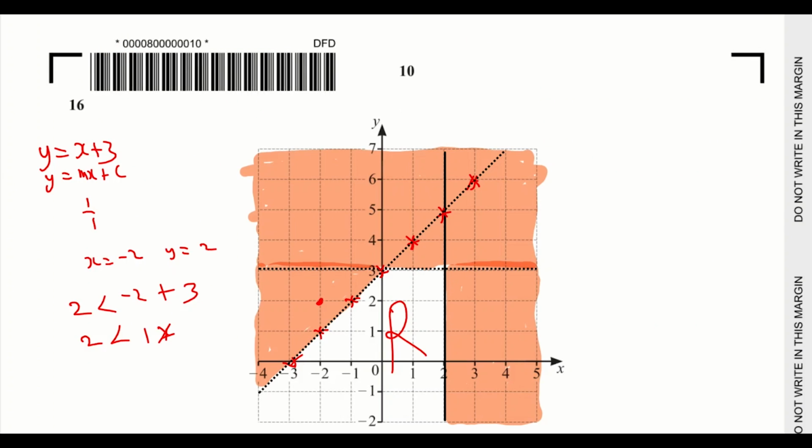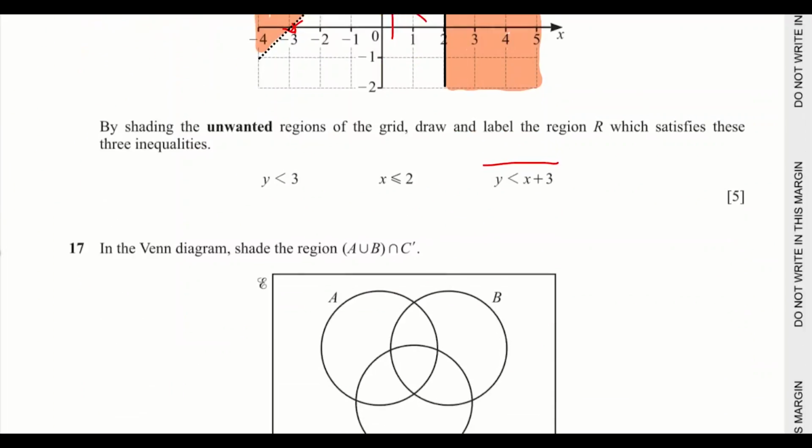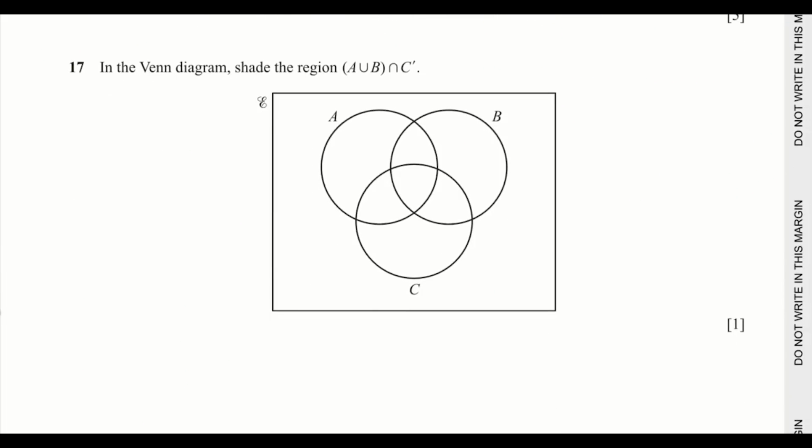Okay, let me check. Did I skip any question? Oh, good. Question 17. In the Venn diagram, shade the region A union B intersection C complement. Okay, so where is C complement?